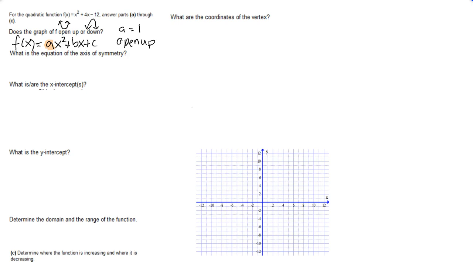If we were going to use completing the square, I would take my function f of x equals x squared plus 4x minus 12, and I would group the two x terms together and write the minus 12 on the side. And we want to come up with what we might call a magic number. This magic number is going to complete the square. It's going to make the expression factor into a perfect square, and then it will be in our vertex form.